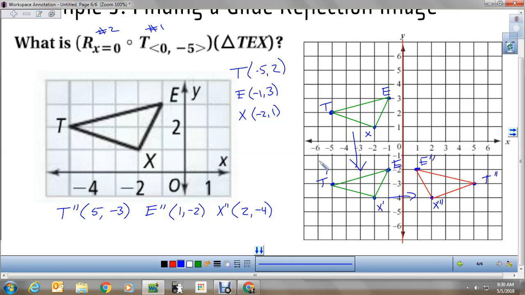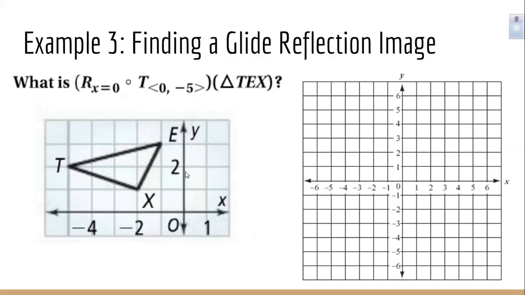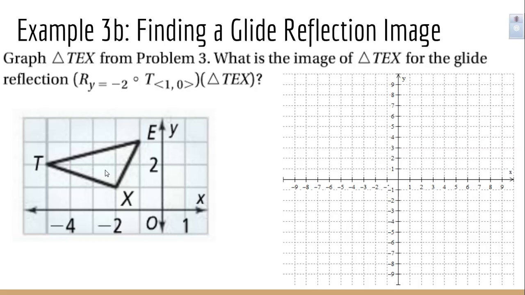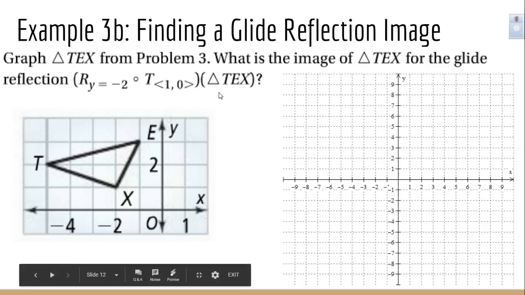Now let's take our last example. Let's take the same figure, but now we're going to do a reflection across the line y equals negative 2 of the translation (1, 0) of triangle TEX. Pause the video, perform the glide reflection, and then give me the results for T double prime, E double prime, and X double prime.